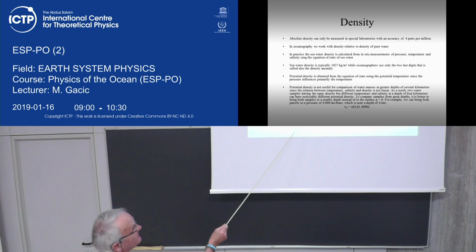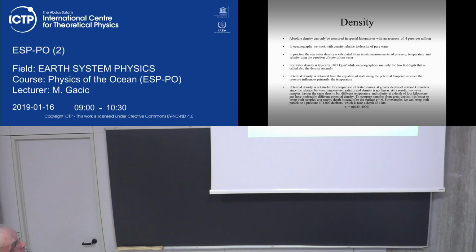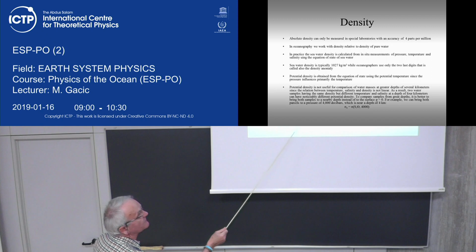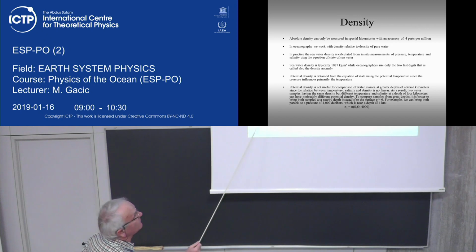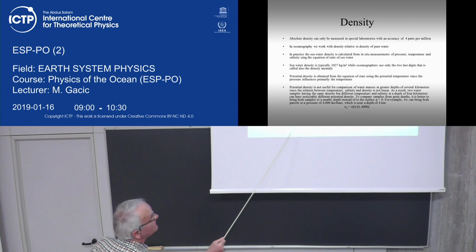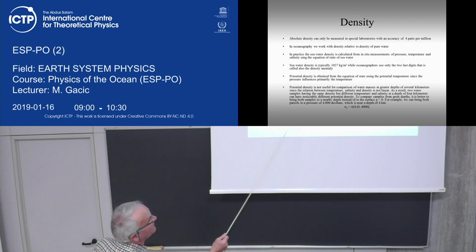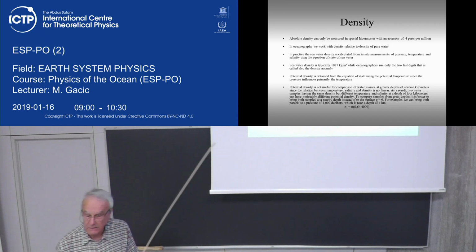Potential temperature density is not useful for comparison of water masses at greater depth, at several kilometers, since the relation between temperature, salinity, and density is not linear. It's not linear, you will see later. As a result, two water samples having the same density but different temperature and salinity at a depth of 4 kilometers can have noticeably different potential density. Because if you have a different temperature-salinity relationship at the same depth, the density will not be the same, simply because the relationship between temperature, salinity, and density is not linear.